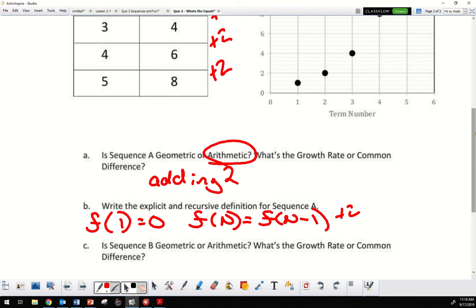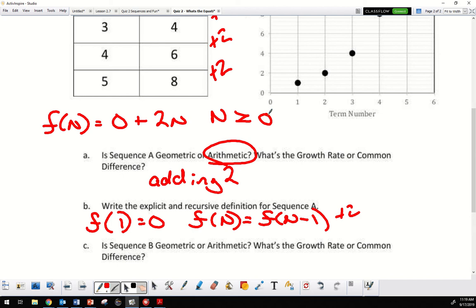All right, so we got this. Now let's do the explicit of this. Explicit starts off with f of n. What's my starting amount? 0. So I could do 0 plus 2n, where n is greater than or equal to 0. Okay, so that's explicit. This is recursive.